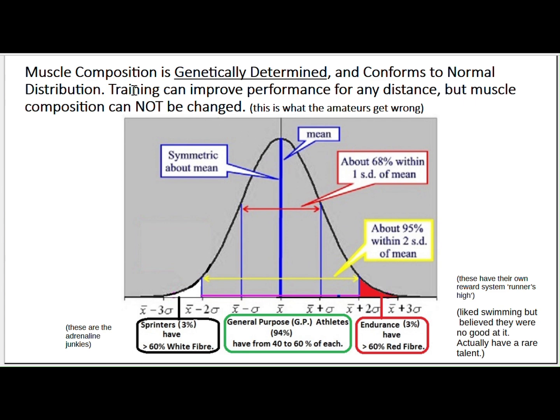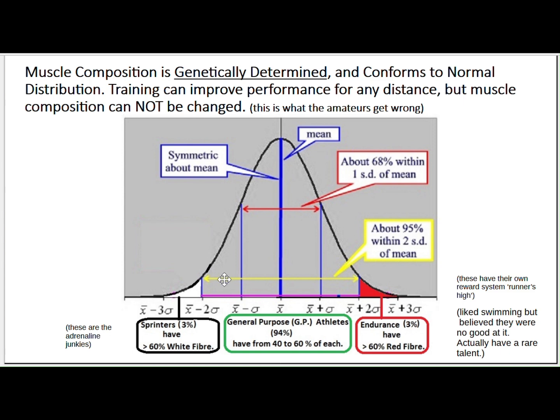I'll just complete this. I've noted training can improve performance for any distance. You can take a general purpose athlete and subject them to sprint training and you'll improve their sprint performance. But as I've noted here, muscle composition cannot be changed. And this is what the amateurs get wrong, Nathan. They think that sprinting is the pinnacle of athletic performance. We'll give them all sprint training and see how many we can get up here. Well, you can't. You can improve your performance at any distance, but muscle composition cannot be changed.